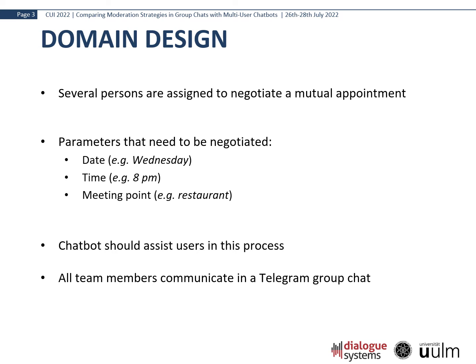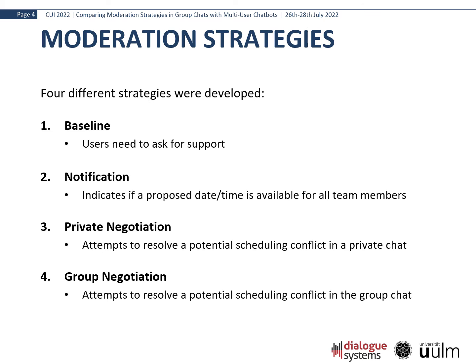To address the research question, we subsequently developed 4 different moderation strategies. The main difference between these strategies was the way the chatbot intervened in the conversation between the users. Now let's have a look on these 4 strategies. First, the baseline strategy. Here, if users have a request, they have to explicitly ask for support. This means that the bot will not start interacting with users until someone writes help or something similar.